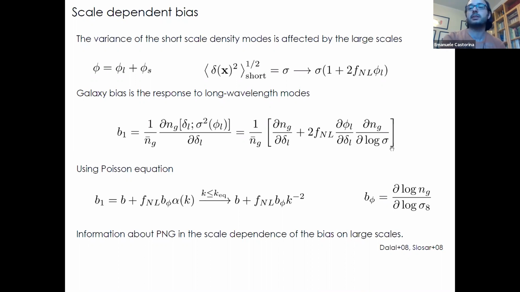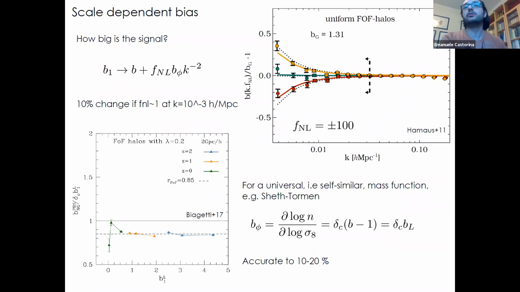And this was first realized by Neal Dalal and others more than 10 years ago. And it tells us something which is very important, that for galaxies, for nonlinear structure, there is a signature of primordial non-Gaussianities even in the 2-point function. So we do not have to go to the 3-point function to see a signal. So as we were saying, this scales with alpha, which is nothing else than the Poisson equation. And so what we do expect is that if we look at this bias on very, very large scales, wave numbers k much smaller than the equality scale, then this bias will pick up a term which is proportional to k to the -2. So this has been measured extensively in simulations and tested. So we know pretty well what's going on.